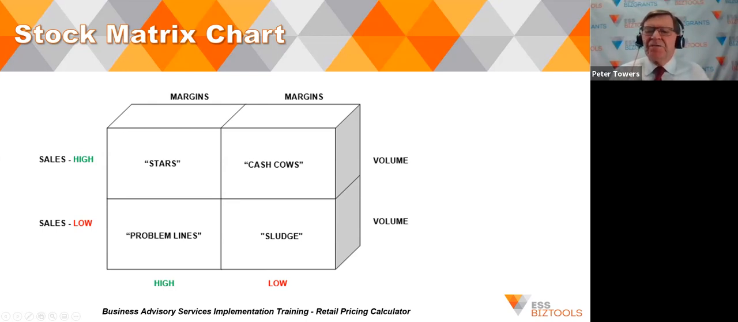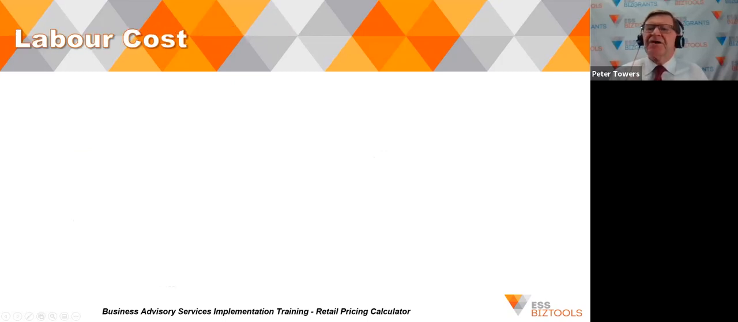Then we've got the problem lines. So they're low volumes, but their markup can still be high. And then you've got sludge. So they're low volume, low markup. You'd wonder why anyone ever purchased them in the first place. But nearly every business ends up with some sludge. And the real challenge is being able to get rid of it.